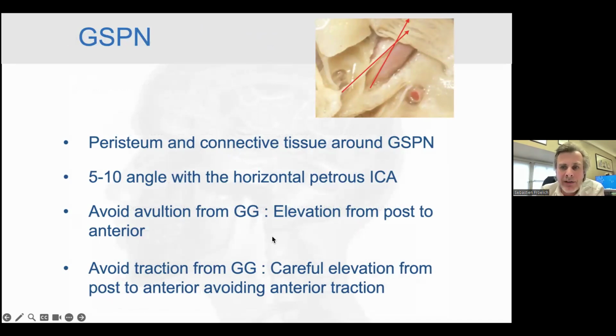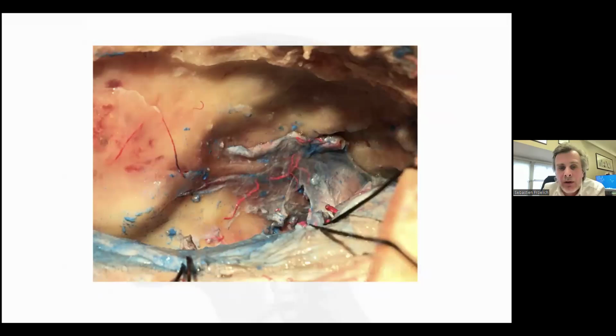GSPN, be aware that GSPN is sometimes covered by periosteum, and it's not so easy to identify. There is about a 5-10 degree angle between GSPN and the petrous ICA, so the petrous ICA is not parallel immediately below. And again, you have to peel from back to front, but not too hard, because if you peel too hard from back to front, you can traction GSPN away from the geniculate.